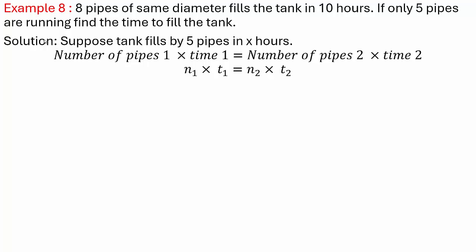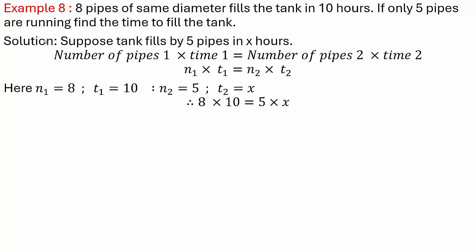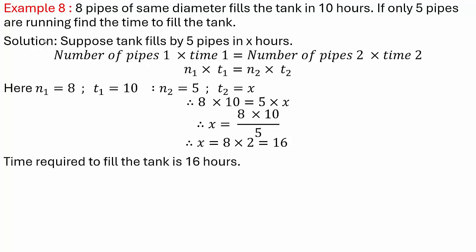That is N1 into T1 equal to N2 into T2. This is the formula. Here N1 equal to 8, T1 equal to 10, N2 equal to 5 and T2 is X. We have assumed that as the time for the second case. That is 8 into 10 equal to 5 into X. That is X equal to 8 into 10 by 5, which is equal to 8 into 2, equal to 16. Therefore, the time required to fill the tank in the second case is 16 hours.